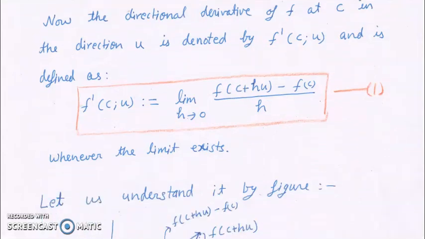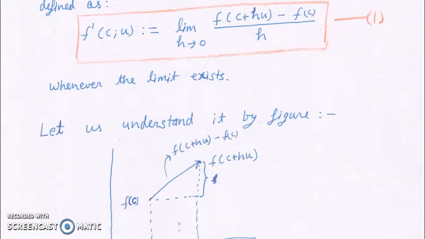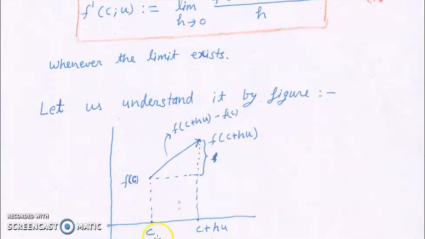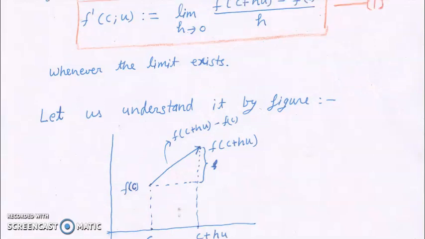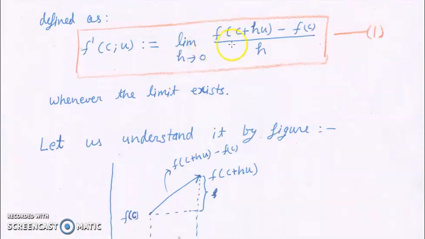So actually what is the directional derivative? Let us again understand it by figure, although it is not possible to make figures for it. Suppose this is C and this is C plus hu. When you take their images f(C) and f(C plus hu), you get two vectors of Rm, and f(C plus hu) minus f(C) is the difference between them. This difference is the change in the value of f when we move from C to C plus hu. And now I am dividing it by h.